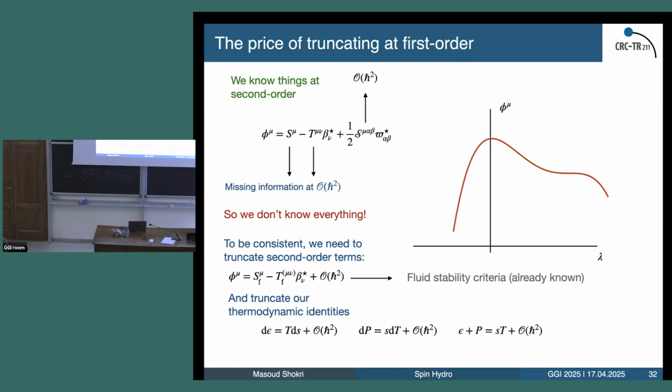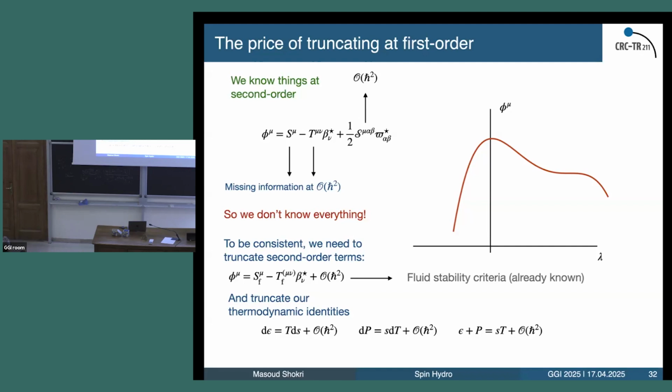And to know this, you can write this as 1/2 omega times S, but I'm not sure if this is correct. I think Francesco has also some work on showing that this is not necessarily the case, that the entropy current is exactly what you expect from educated guess.